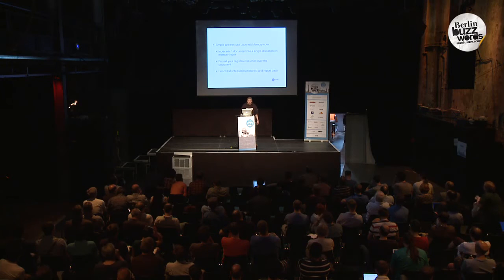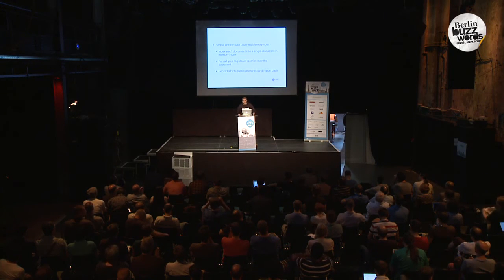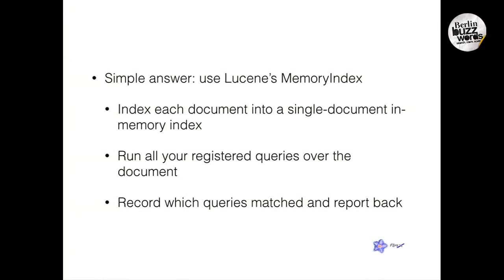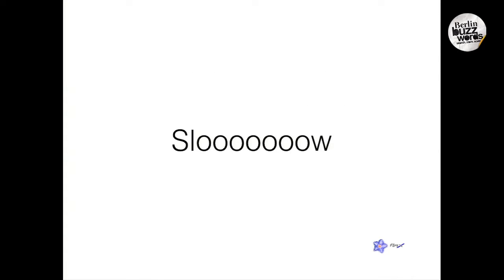Well, the easy answer is you use the memory index, which is an object in Lucene, which is an index for a single document. So you index your document, and then you get any number of queries, and you run all those queries against that document, and you pull the results out, and you respond. Which is fine. It works. There's just one problem with it, which is that it's very slow.